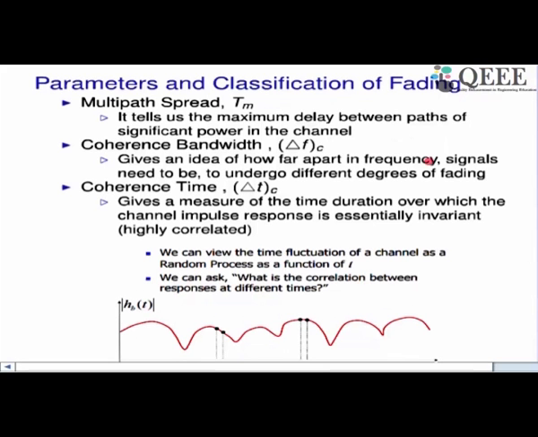The third parameter is coherence time. It basically tells you how far apart the signals should be so that the channel varies in time. Okay, so these are the three parameters that are of importance in a fading channel. People do also put Doppler spread, but Doppler spread is basically taken care of by the coherence time. It causes variation in the channel with respect to time, so coherence time is sufficient to characterize that.